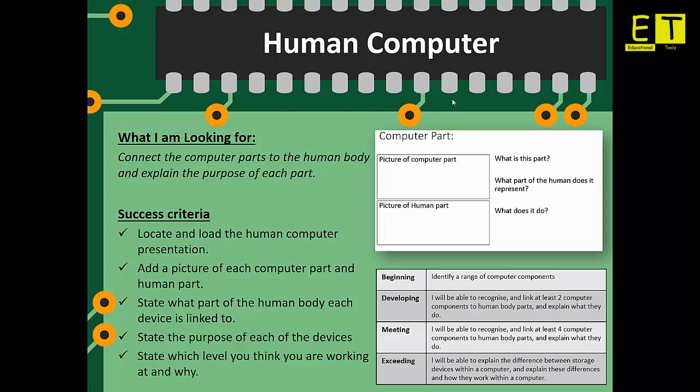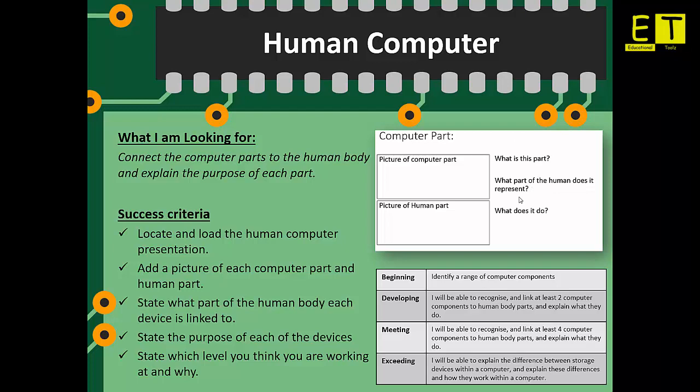So you will be provided with this presentation, as you can see here on the right hand side. What you need to do here is put a picture of the computer part and then an equivalent picture of the human part, and then write the name down of the part. So what is the part that you've put the picture of? Is it the power supply unit? Is it the processor, also known as the CPU? What part of the human does it represent?